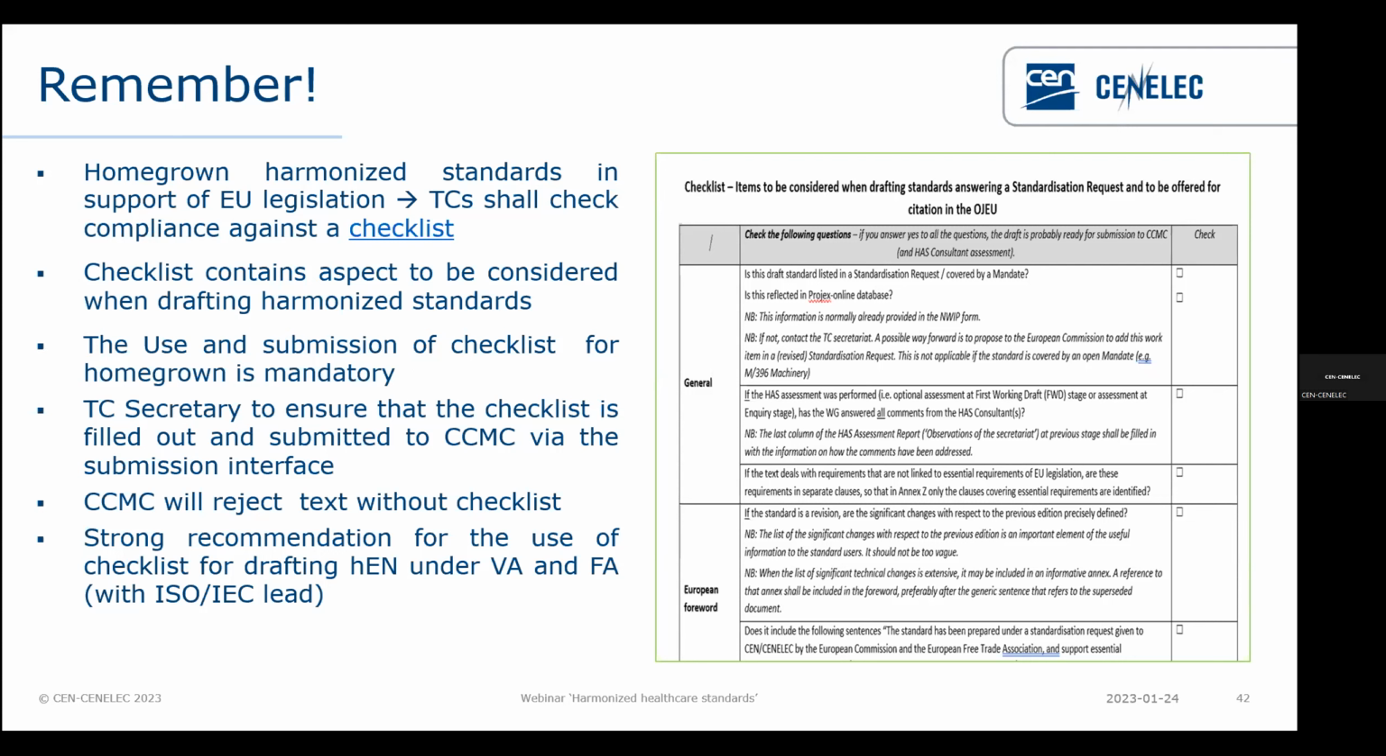But please remember that before the submission of your draft document, you are expected to check the compliance of your draft against the checklist which you have in front of you. This checklist contains aspects that you have to consider when drafting harmonized standard, and the use of this checklist is mandatory for homegrown standards. And at inquiry and formal vote stage, CCMC will reject any text that you have submitted if the checklist is not submitted with it as well. It is also recommended that you use this checklist for drafting harmonized standards under the Vienna Agreement and the Frankfurt Agreement with an ISO or an IEC lead.